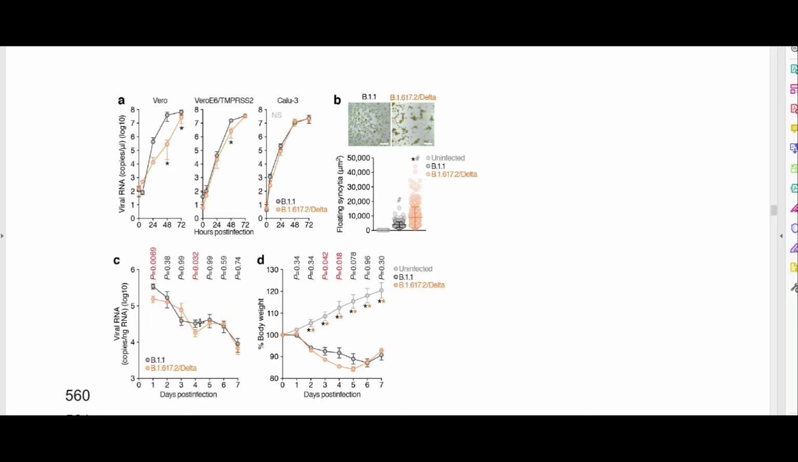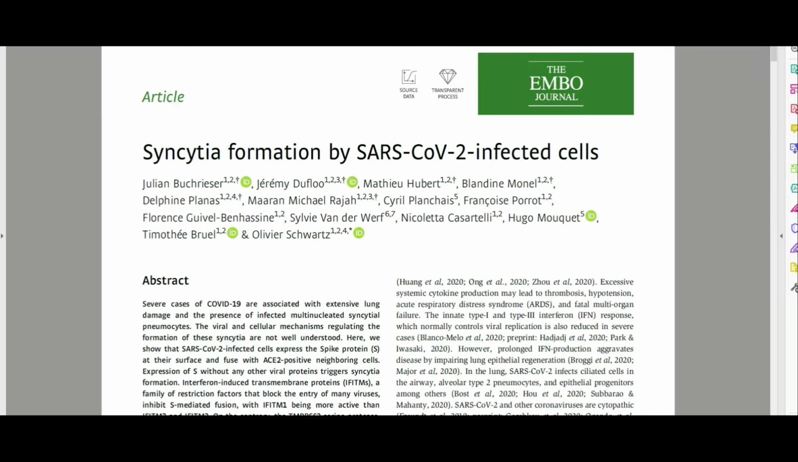Down here in C is looking at the amount that is there after several days post-infection, and we can see that it decreases. In B here is something interesting, something I had not actually encountered until I was looking into this, and this is the syncytia. There is a paper that I found, and I'll leave a link in the description down below, about syncytia formation by SARS-CoV-2 infected cells.